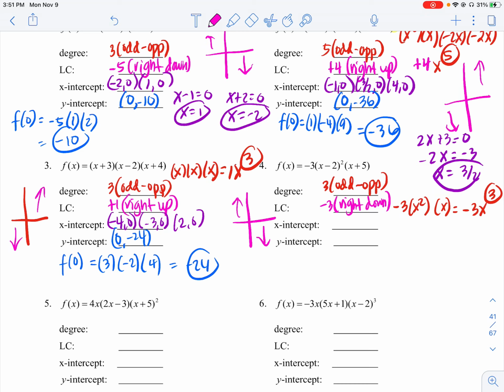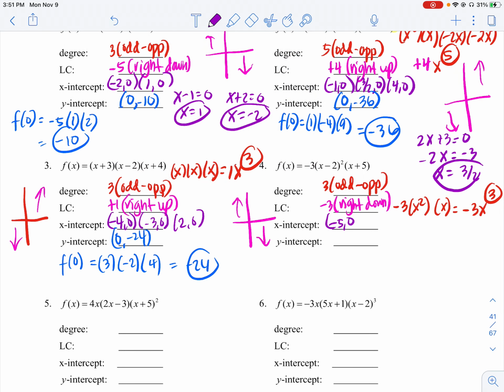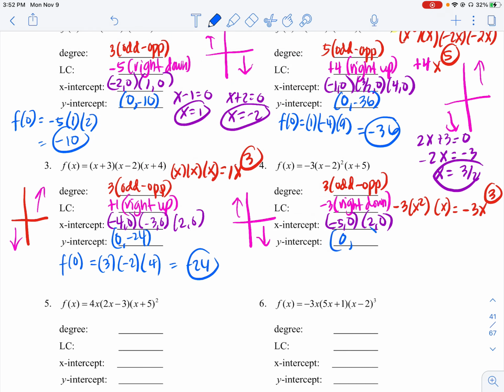And then for the x-intercept, we have negative 5, 0 and 2, 0. For our y-intercept in blue color, we have 0, f of 0, negative 3. 0 minus 2 is negative 2. But then you're squaring it, negative 2 times negative 2, that's a 4. 0 plus 5 is a 5. So this is 20 times negative 3, negative 60.